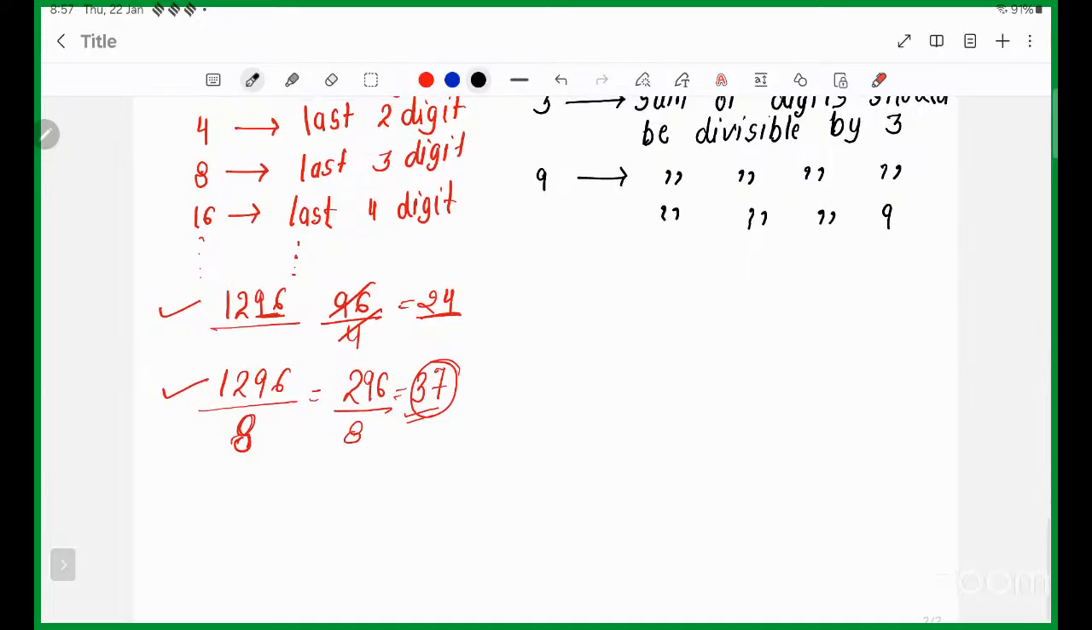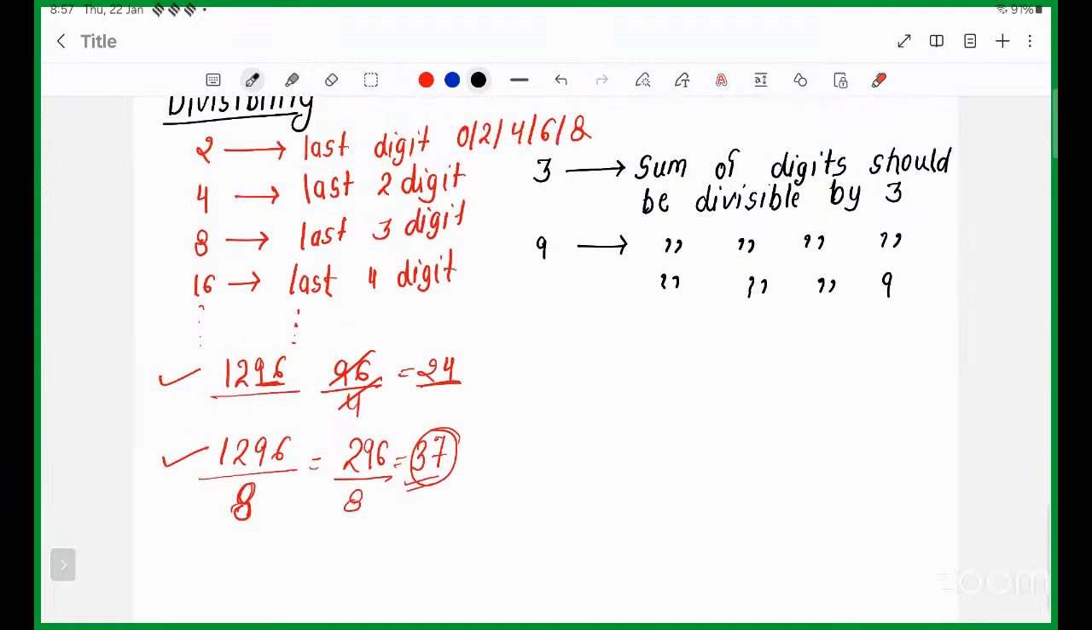We have discussed the divisibility of 2, 3, 4. And talking about divisibility of 5: the last digit should be 0 or 5. If the last digit is 0 or 5, then that number is divisible by 5.